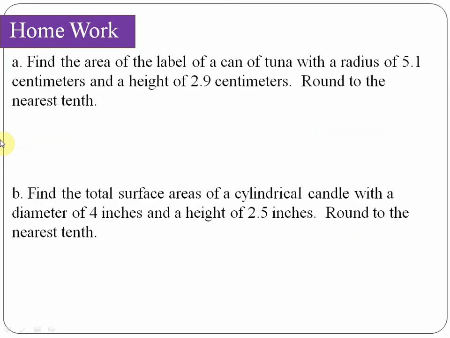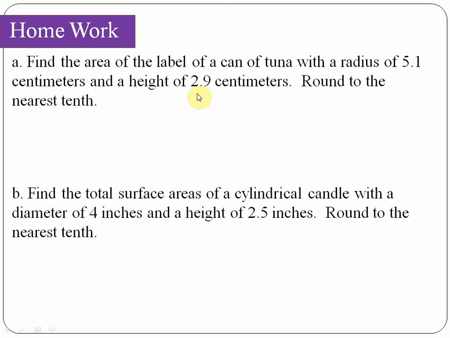Moving on to the homework questions, these are the statement questions. Find the area of the label of a can, where you can see the label around the can, with the radius of 5.1 centimeters and the height of 2.9 centimeters. You can calculate the area of this sheet by using the formula of the curved surface area of the cylinder, 2 pi r h, using the can's radius and the height of the can or the sheet of the label.